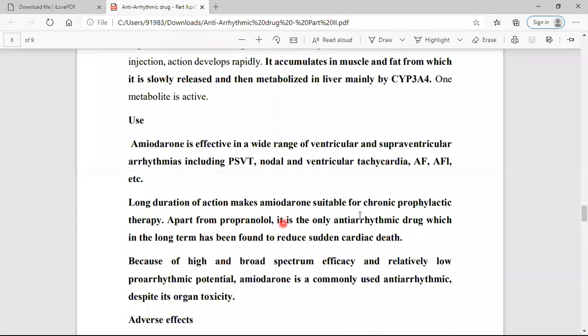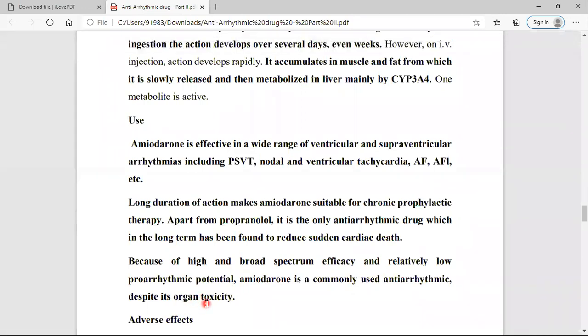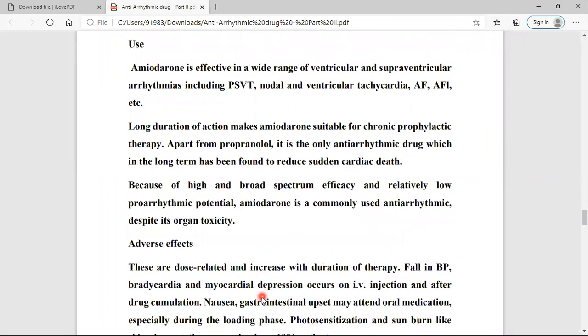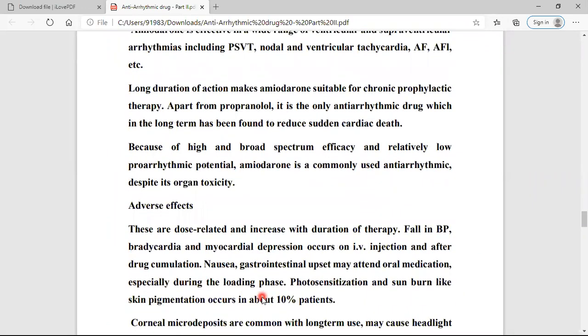Apart from propranolol, it is the only antiarrhythmic drug which in the long term is found to reduce cardiac death. If you give it prophylactically, it can reduce the sudden cardiac death of the patient. Because of high and broad spectrum efficacy and relatively low pro-arrhythmic potential. Pro-arrhythmic means this drug does not cause arrhythmia. Okay, and amiodarone is a commonly used antiarrhythmic despite organ toxicity. This drug has organ toxicity because it alters the thyroid function, but it is a commonly used drug despite the organ toxicity.